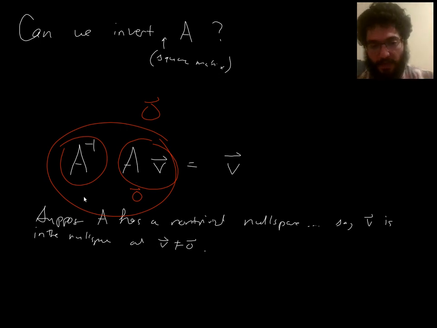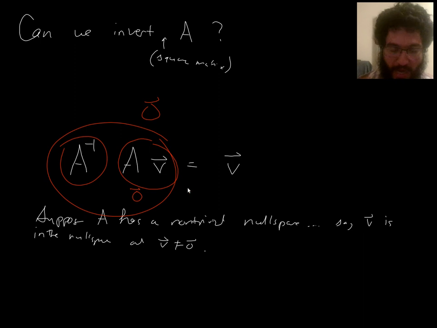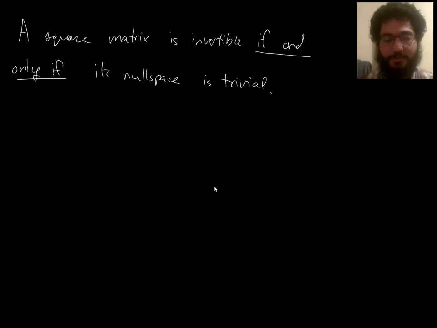And it turns out that having a trivial null space is also enough to make a matrix invertible. So if you have a square matrix, then it's invertible if and only if its null space is trivial. It does have to be a square matrix. This is one of the things that you study in linear algebra, that trivial null space is sufficient to make a matrix invertible, for sure.